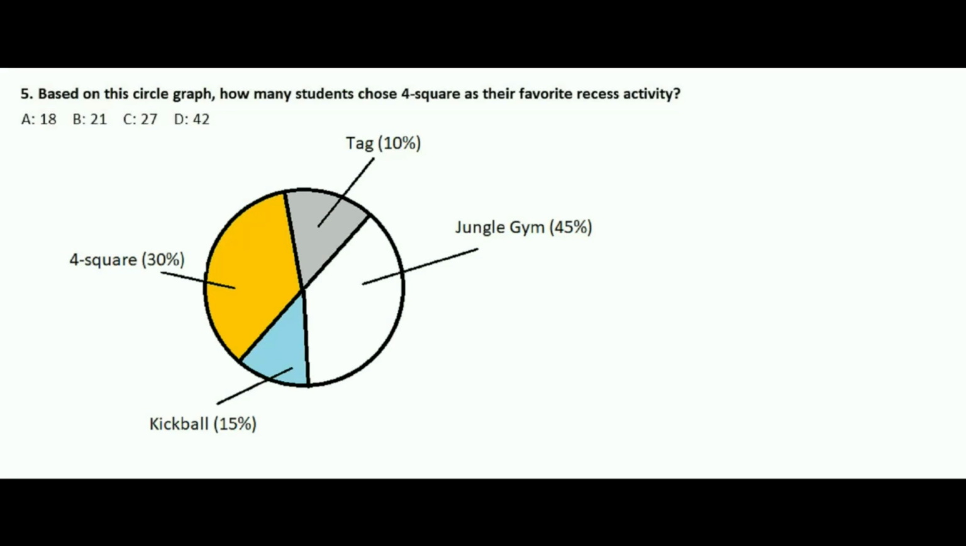Based on this circle graph or pie chart, how many students chose Foursquare as their favorite recess activity? If we're looking at this pie chart, the yellow section is Foursquare. And what we have to do now is solve a percentage problem. So there's 30%, and we know that there's 60 students total. That's part of our question. So knowing that we have 30% and 60 students, how do we solve this? We form a proportion.